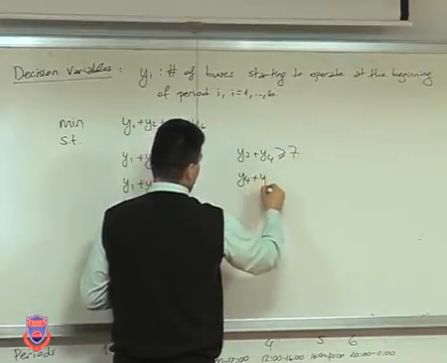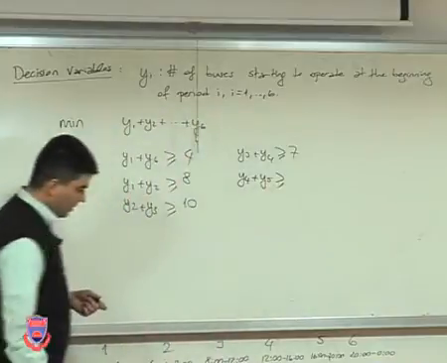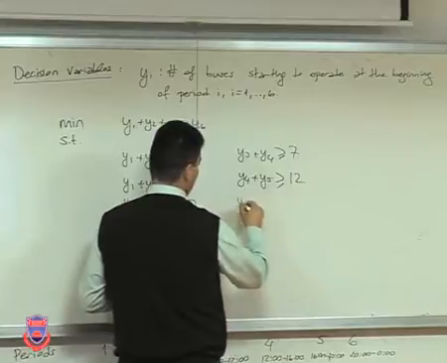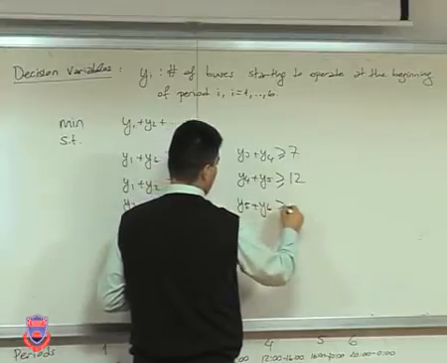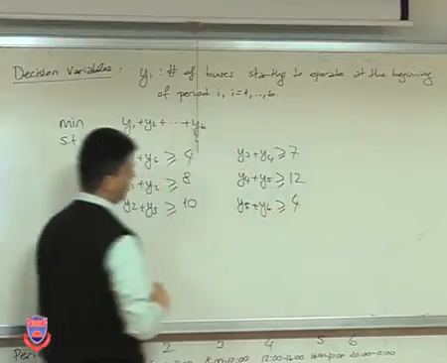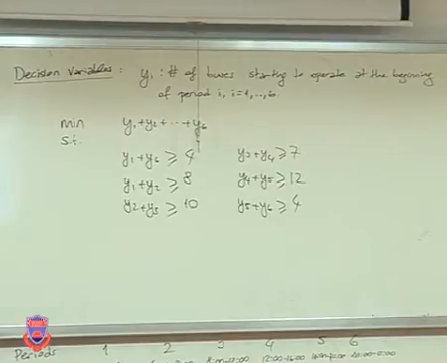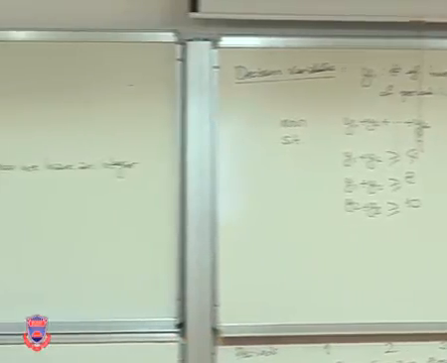Then in the fifth period, Y4 plus Y5 is going to be at least 12. And in the sixth period, Y5 plus Y6 is at least 4. So these constraints ensure that I meet the demand, basically. Okay, I have at least a minimum number of buses in each period. Any other additional constraints?